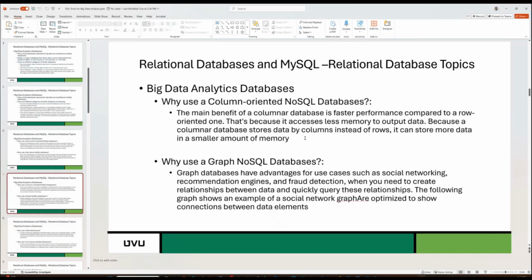Why would we use a column-oriented database? Well, ultimately, if we have rows and data, why not store it in columns instead of rows? It uses less memory because of the width of the tables. That way we can have more data fit in memory, so our queries will be much faster. So that's one reason a database like Cassandra is used for that. Snowflake is also a columnar-based database.